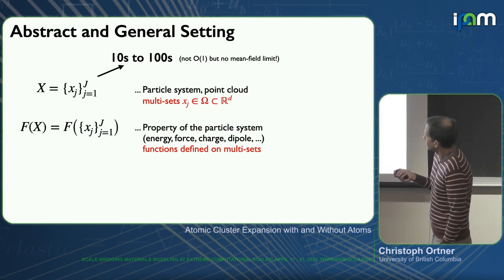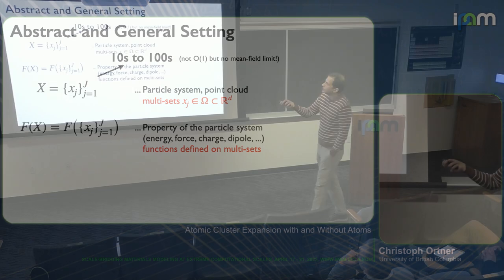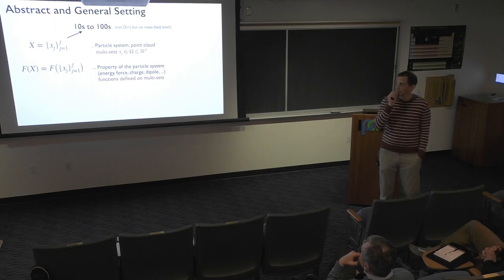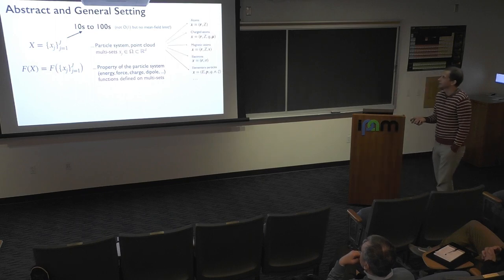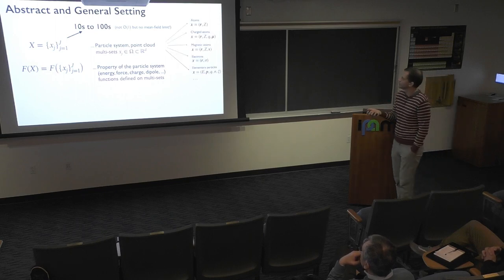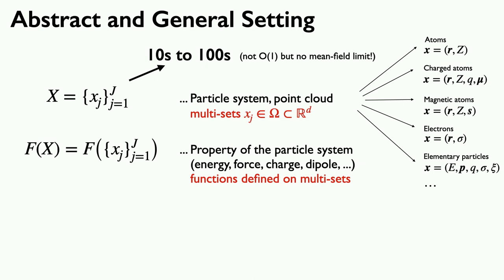Implicit in this, the fact that these are multisets is already the permutation invariance that I talked about. I have a few examples which you might not want to go through, but I mentioned atoms, electrons, and elementary particles. But you could also take atoms and give them additional features, like a charge and so on. All of that fits into this context.